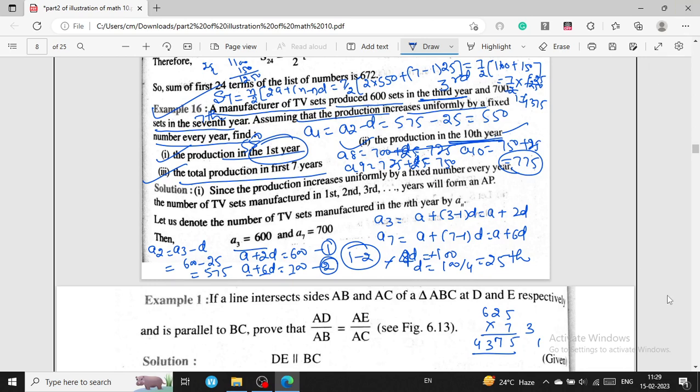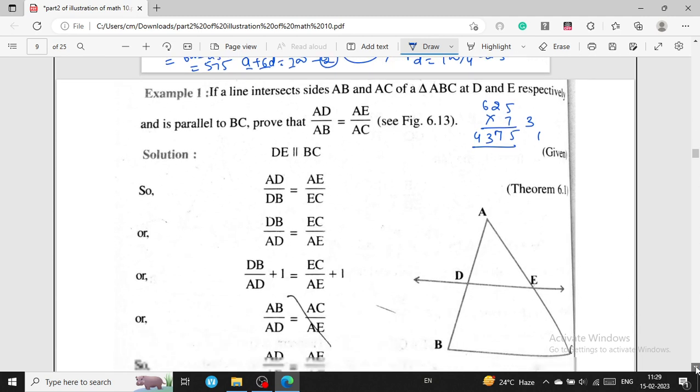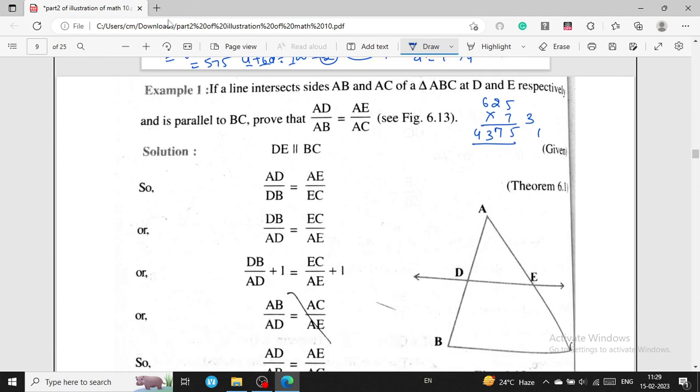Now the next illustrations will be the start of chapter 6. First illustration. If you want to learn the first two theorems of this chapter, you can watch my previous videos related to this chapter.